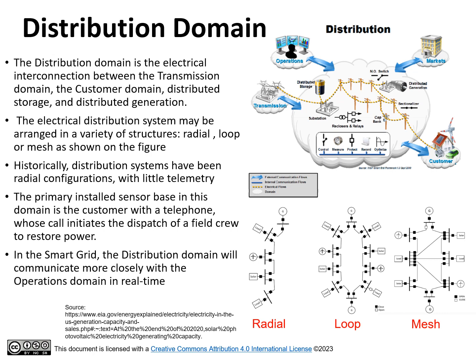In the smart grid, the distribution domain will communicate more closely with the operations domain in real time to manage power flows associated with a more dynamic markets domain.